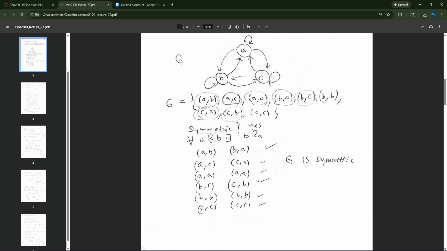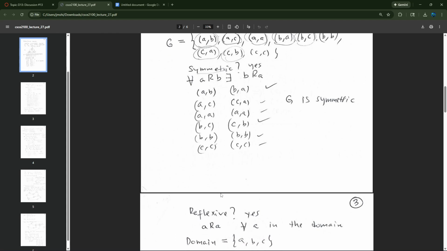For G to be symmetric, if A relates to B, then B must relate back to A. So looking through this list right here, we have A goes to B, and B goes to A, C goes to A, so on and so forth. So it appears that graph G is symmetric.